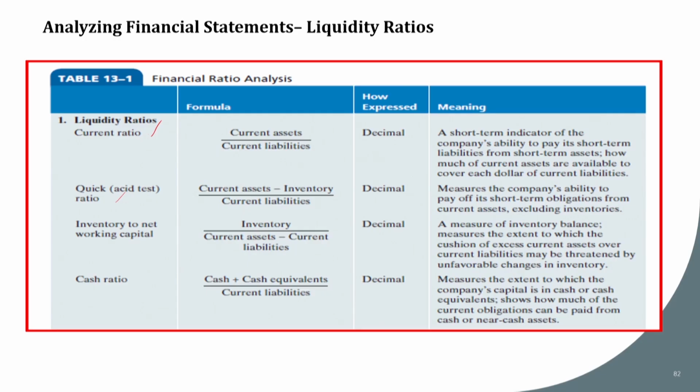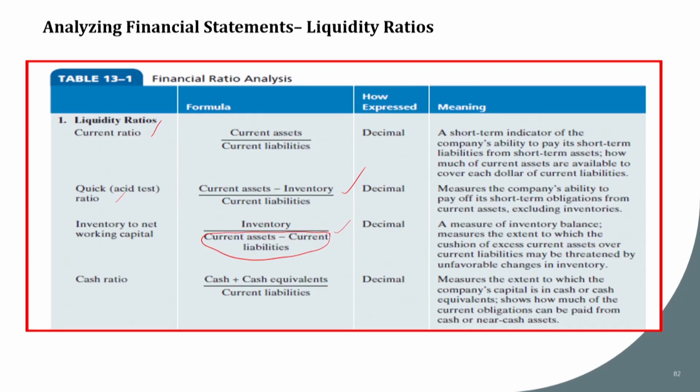So, here the quick ratio excludes inventory, testing liquidity more strictly, and this is measured using the formula: current assets minus inventory divided by current liabilities. Then the third ratio is the cash ratio. Cash ratio focuses only on pure cash and equivalents, and is calculated by inventory divided by current assets minus current liabilities. So, the current assets minus current liabilities means the net worth. So, you can see inventory divided by the net worth, that is the inventory to net working capital ratio.